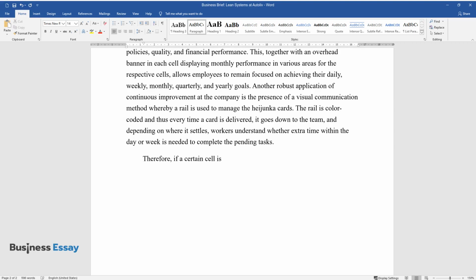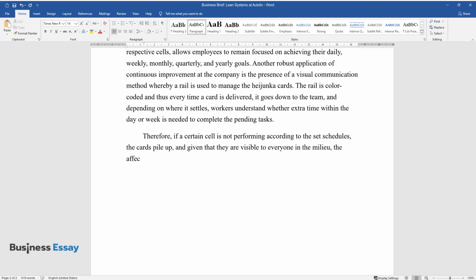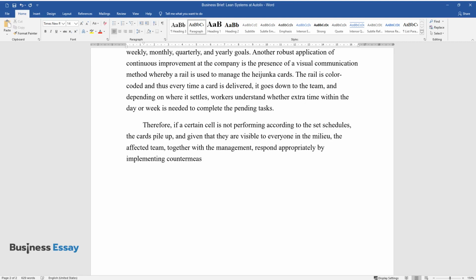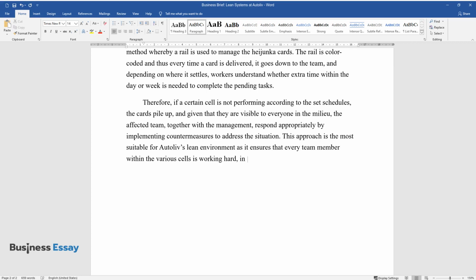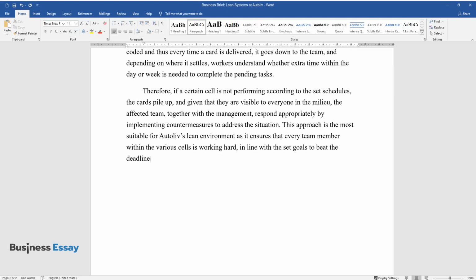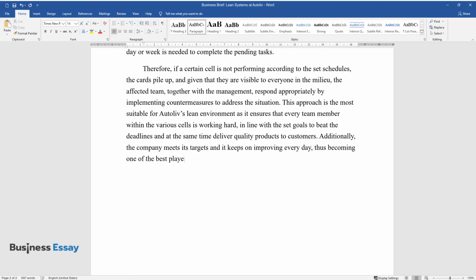Therefore, if a certain cell is not performing according to the set schedules, the cards pile up, and given that they are visible to everyone in the milieu, the affected team, together with the management, respond appropriately by implementing countermeasures to address the situation. This approach is the most suitable for Autoliv's lean environment as it ensures that every team member within the various cells is working hard, in line with the set goals to beat the deadlines and at the same time deliver quality products to customers. Additionally, the company meets its targets and it keeps on improving every day, thus becoming one of the best players in the industry.